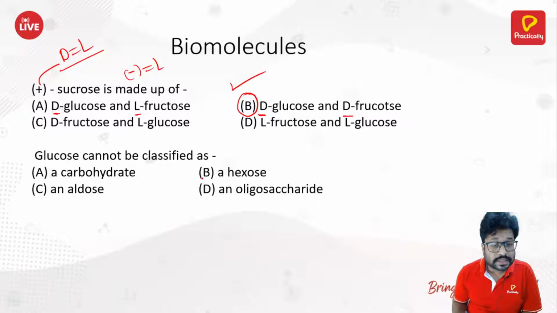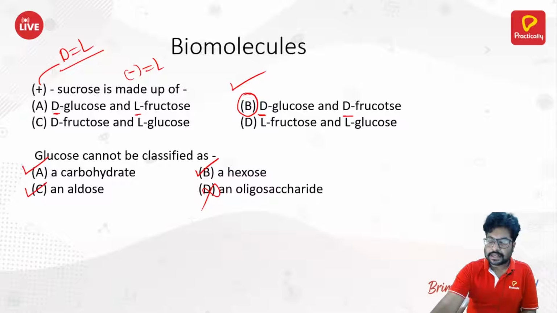Next, glucose cannot be classified as. Glucose is a carbohydrate, we know that. Glucose is a hexose, right? And aldohexose to be precise. It's an aldose, right? Oligosaccharide? No, it is not an oligosaccharide. It's a monosaccharide. Okay, because that is how you can classify glucose.